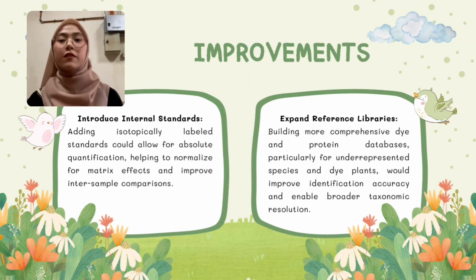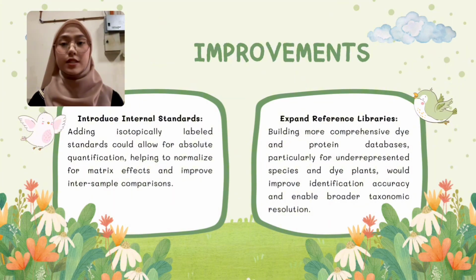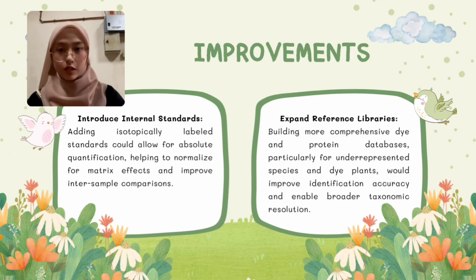Moreover, the limitations can be improved by introducing internal standards. Adding analyte-level standards could allow for absolute quantification, helping to normalize for matrix effects and improve inter-sample comparisons. Second, expand reference libraries. Building more comprehensive dye and protein databases, particularly for underrepresented species and dye blends, would improve identification accuracy and enable broader taxonomic resolution.